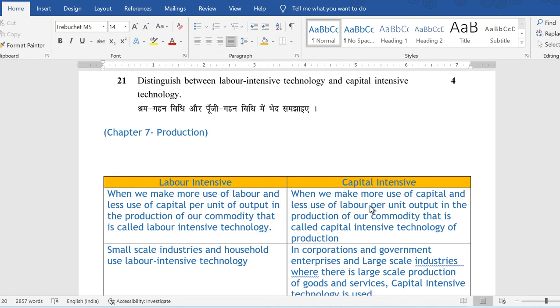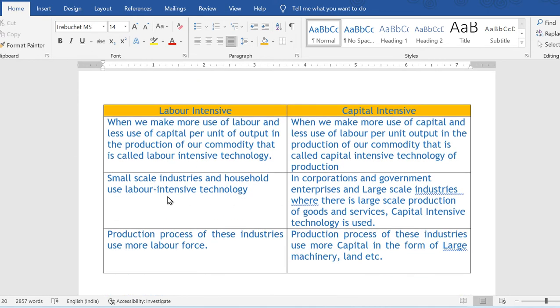When we make use of more capital and less use of labor per unit of output in the production of a commodity, then it is called a capital-intensive technology of production. Small-scale industries and household-based industries use labor-intensive technology, whereas corporations, government enterprises, large-scale industries, where there is large-scale production of goods and services, capital-intensive technology is used. The production process of a labor-intensive technology is to use more labor force, whereas the production process of a capital-intensive technology is to use more capital in the form of large machineries, acres of land, etc.